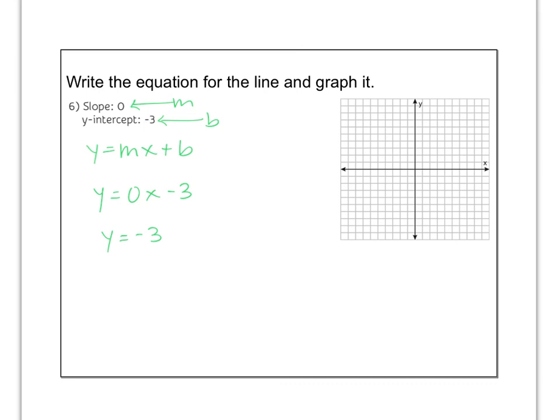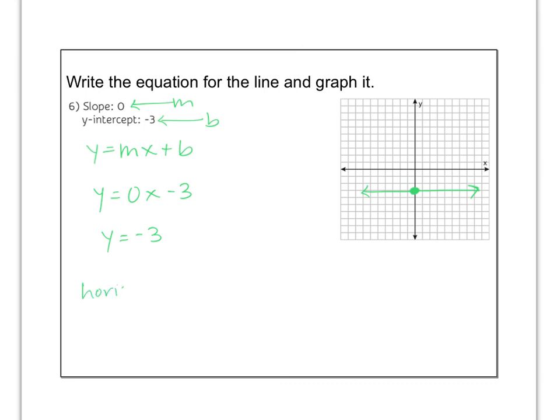Okay, so let's see if we can graph this. The y-intercept, or the b, is at negative 3. So I go on the y-axis and I go down 3. So here it is. There's my first spot. Now the slope is 0, which means I go up 0 and over 0. So what's going to happen is this is going to end up being a horizontal line. So it has a slope of 0.